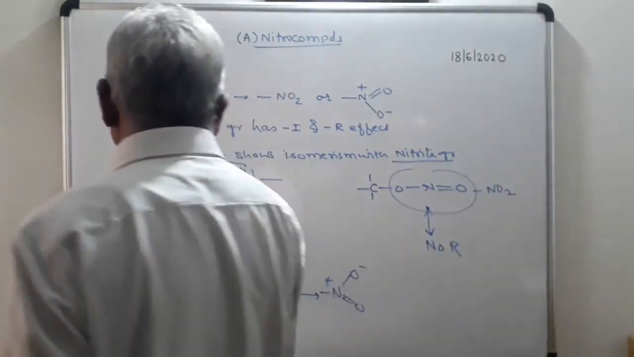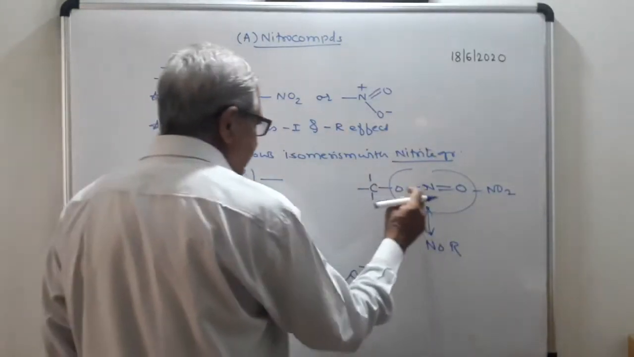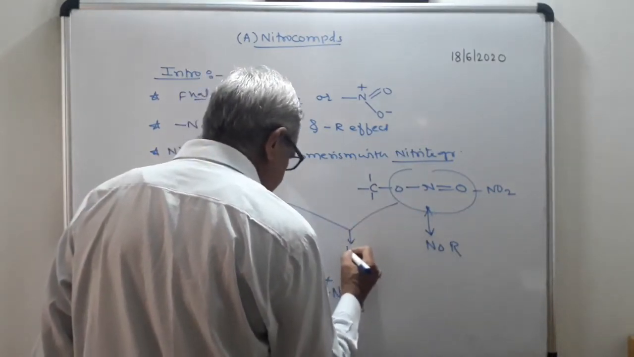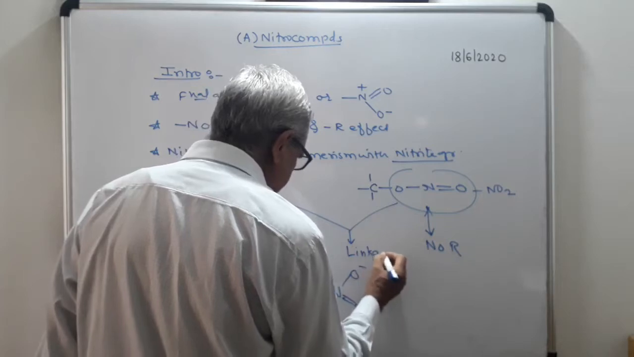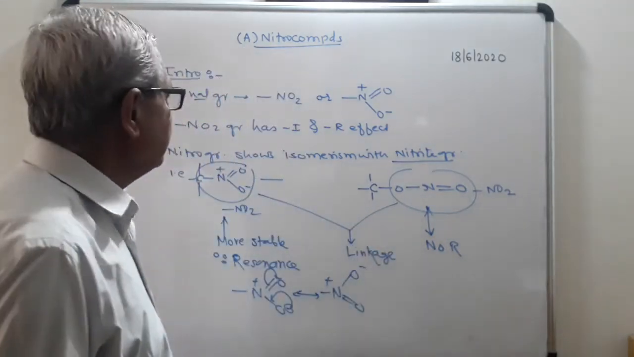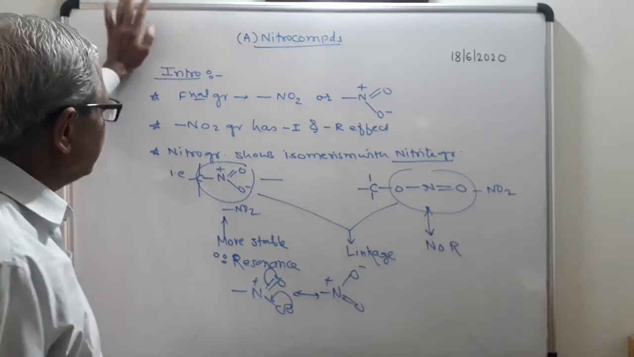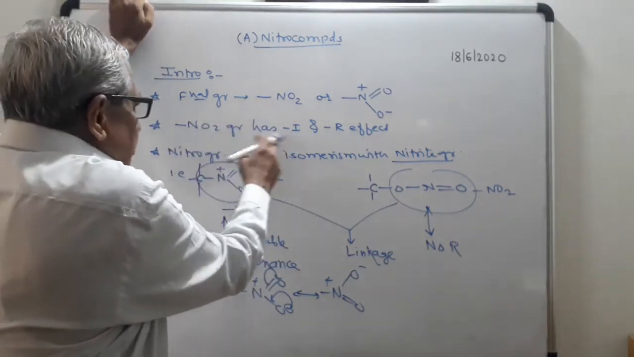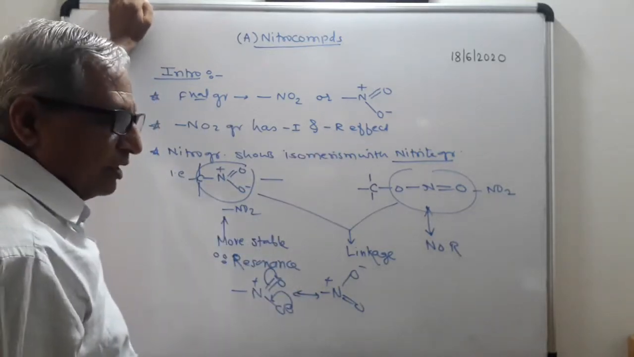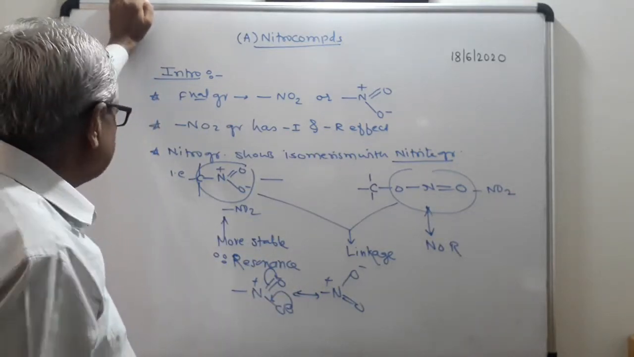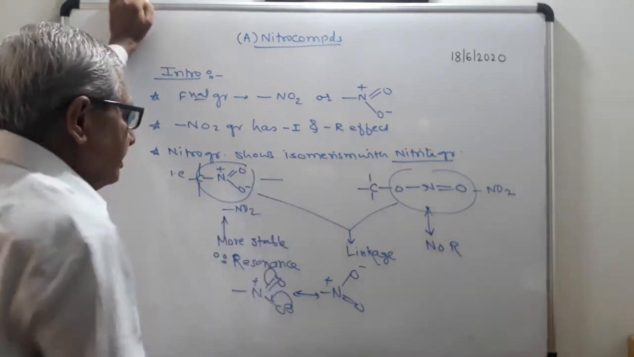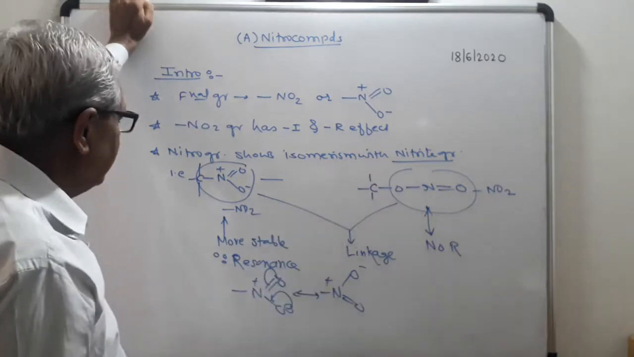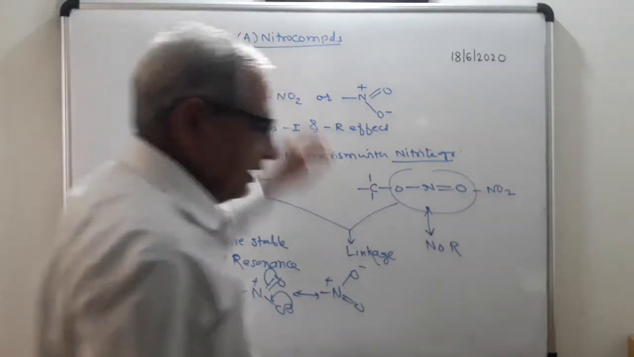Now see, when it is attached through the nitrogen atom and when it is attached to the carbon atom through oxygen, these two are known as linkage isomerism. So these are the important points about the introduction of nitro group. The NO2 group has minus I and minus R effect, therefore it increases the strength of carboxylic acids. Nitro group shows isomerism with nitrite group. Nitro group is more stable while nitrite is less stable because nitro is stabilized by resonance.